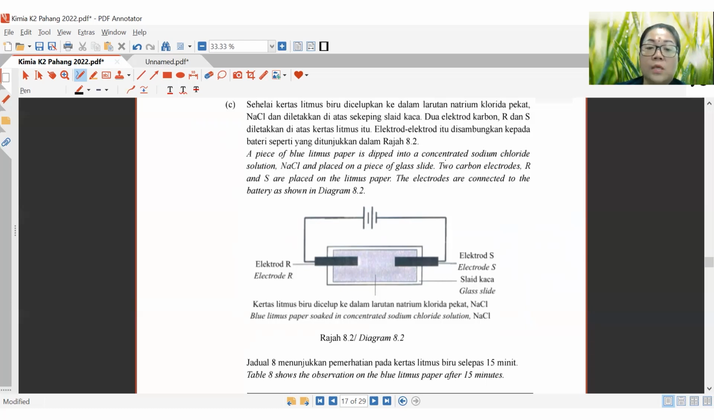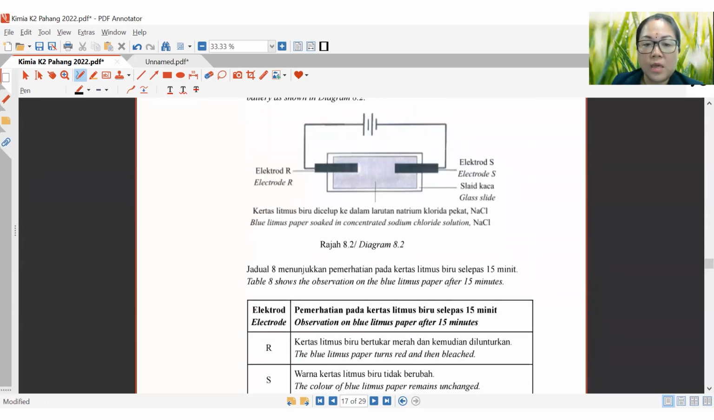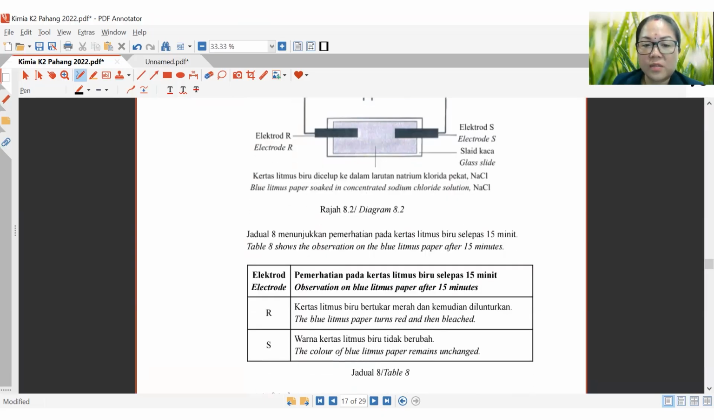Now, a piece of blue litmus paper is dipped into a concentrated sodium chloride solution, NaCl, and placed on a piece of glass slide. Two carbon electrodes R and S are placed on the litmus paper. The electrodes are connected to the battery as shown in diagram 8.2. Okay, now blue litmus paper soaked in concentrated sodium chloride solution. And this is electrode R and electrode S.